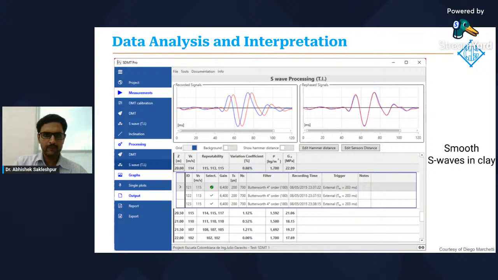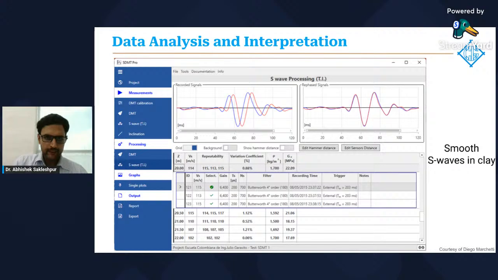So these are some examples of data analysis and interpretation. These are examples of smooth shear waves in a clay soil profile. So we can see the initial silence, then the main S wave, followed by the tail of the wave, and note the consistent delay between the blue and the red wave across the main shear wave. Then this is how the plot looks after the two waves are rephased to get the wave delay.